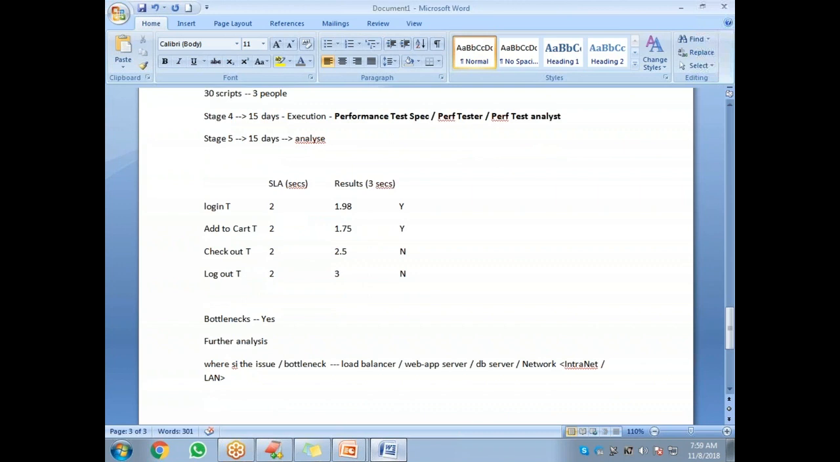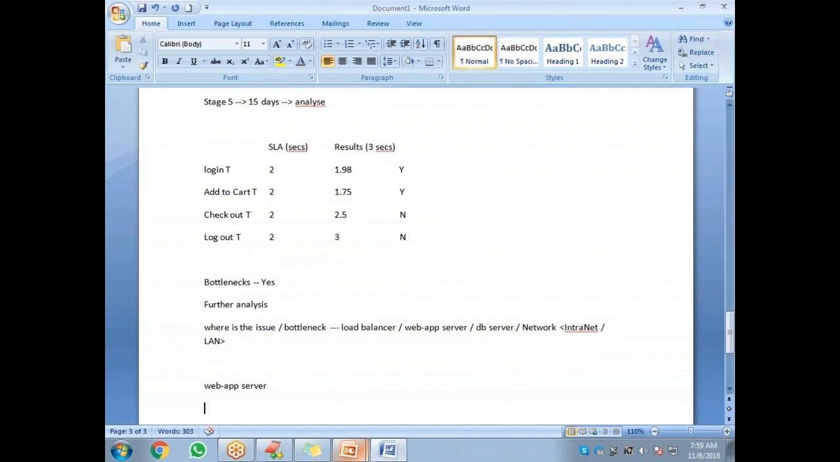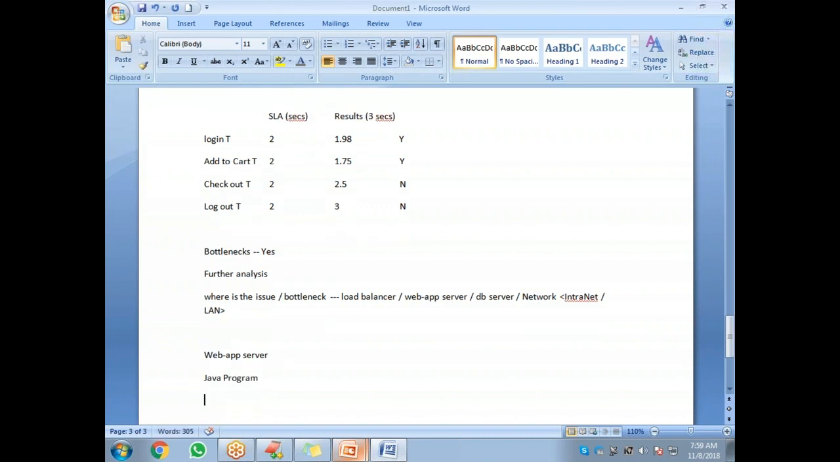So let's assume the bottleneck is there. Now you have figured out that there are some response times which are bad, not meeting the SLA, and let's assume that it is because of the web app server tier. If it is in the web app server, we know that there is a Java program on that, or a .NET program, or in other words there is a program on that. So is it a problem with that program? Java program which your developer has created, is the bottleneck present over there, or is it present in the web app server settings? Every server has settings as well. So is it a problem with the settings?